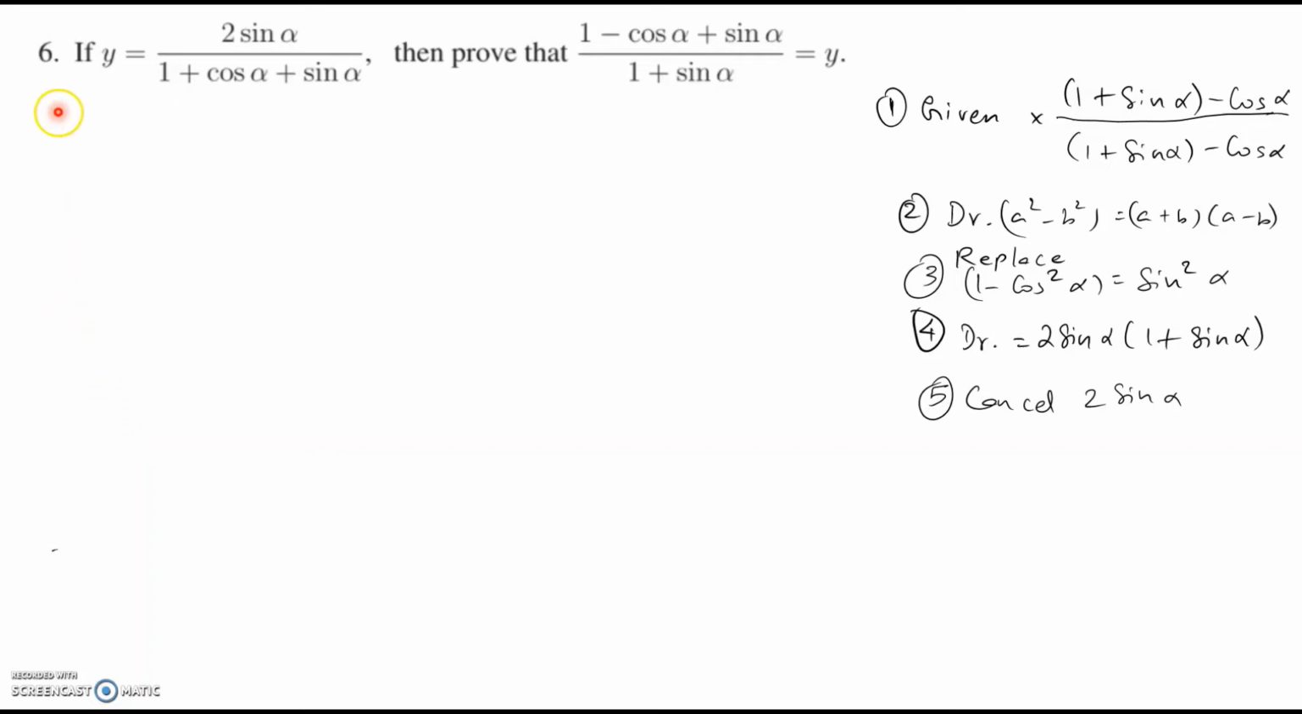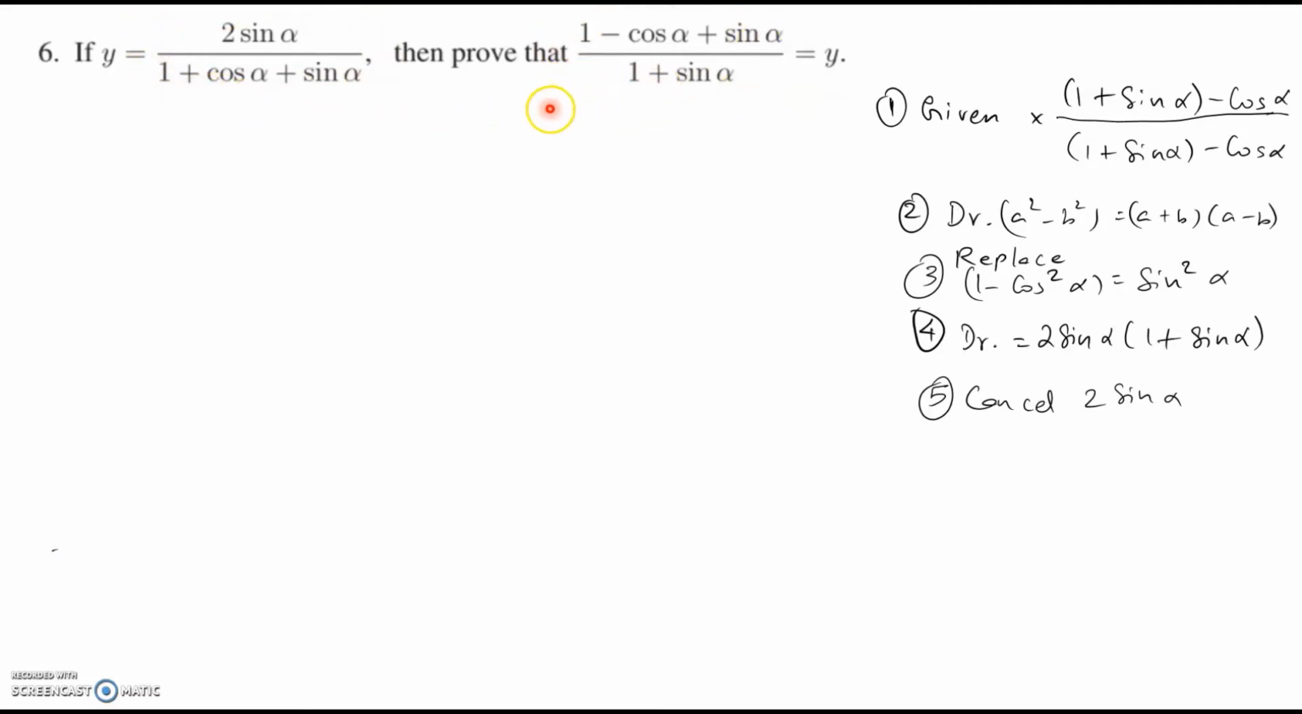In this video, we'll solve further problems from exercise 3.1. Question number 6. If y is equal to 2 sine alpha by 1 plus cos alpha plus sine alpha, then prove that 1 minus cos alpha plus sine alpha divided by 1 plus sine alpha is equal to y. So basically, you need to prove that this is equal to this.